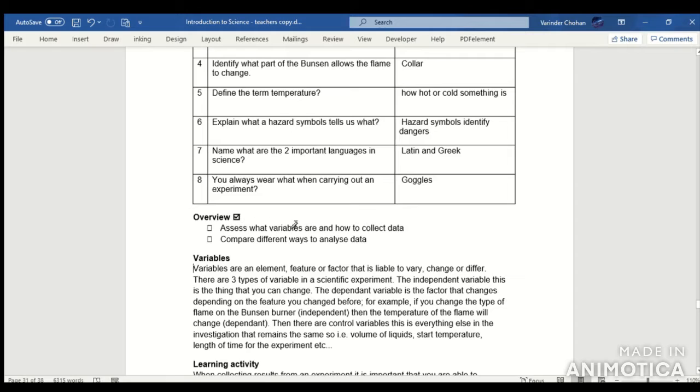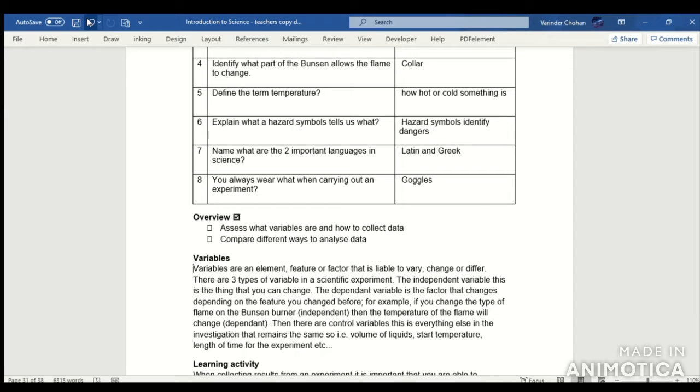Overview. Assess what variables are and how to collect data. Compare different ways to analyze data. Variables are things that we change. Variables are an element, feature or factor that is liable to vary, change or differ. There are three types of variable.